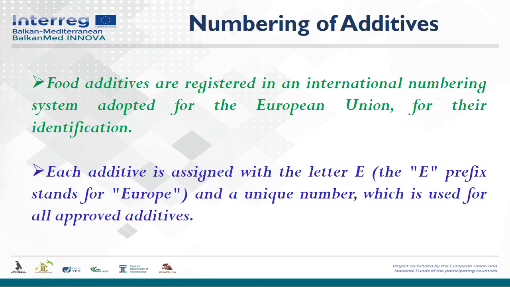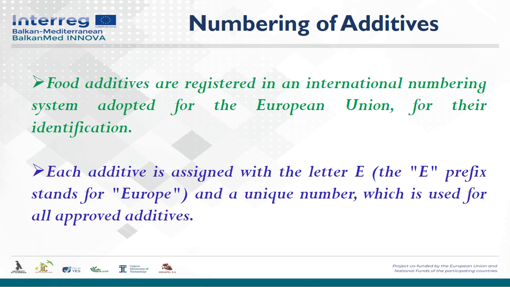Each additive is assigned the letter E, which is the prefix that stands for Europe, and a unique number. This numbering scheme has now been adopted and extended by the Codex Alimentarius Commission to internationally identify all additives, regardless of whether they are approved for use. But the prefix E is available only for European countries, while for countries outside Europe only the number is used, whether the additive is approved in Europe or not.